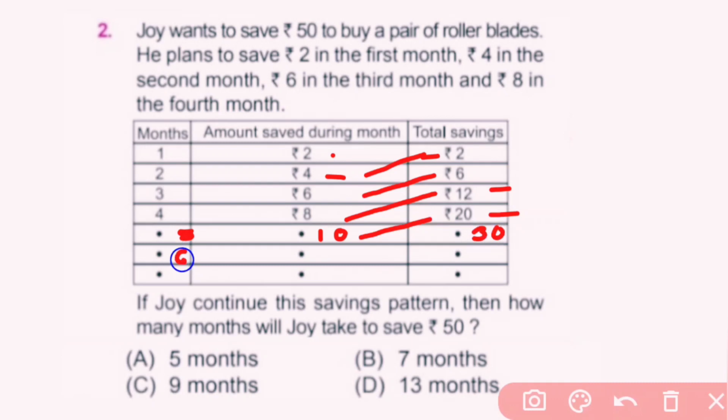In sixth month he saved 12 rupees and then saving will be 12 plus 30, 42 rupees. And in seventh month he saved 14 rupees and saving will be 56 rupees. Then Joy will take 7 months to save 50 rupees. So here B is correct answer.